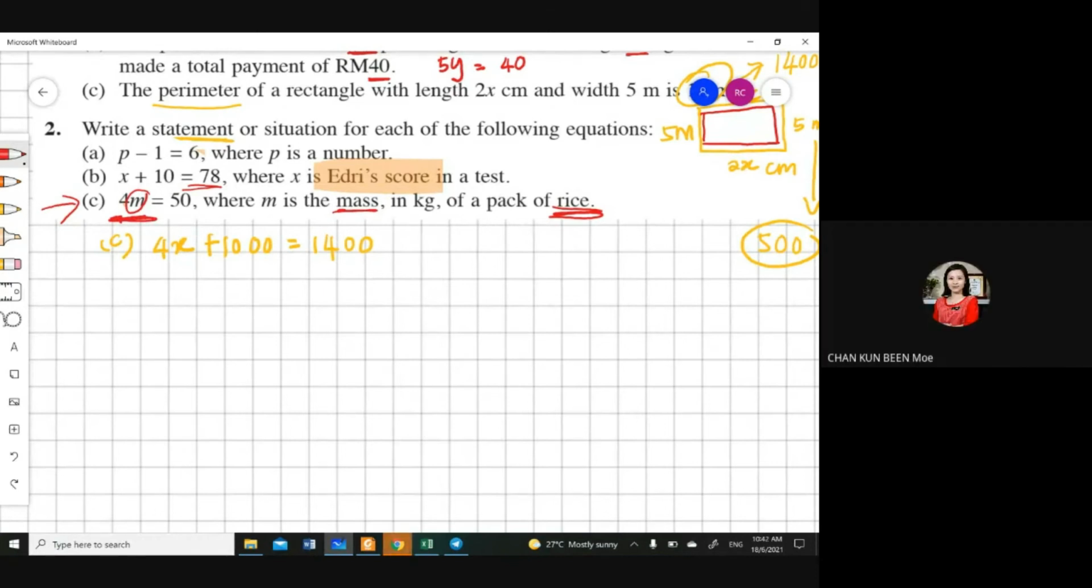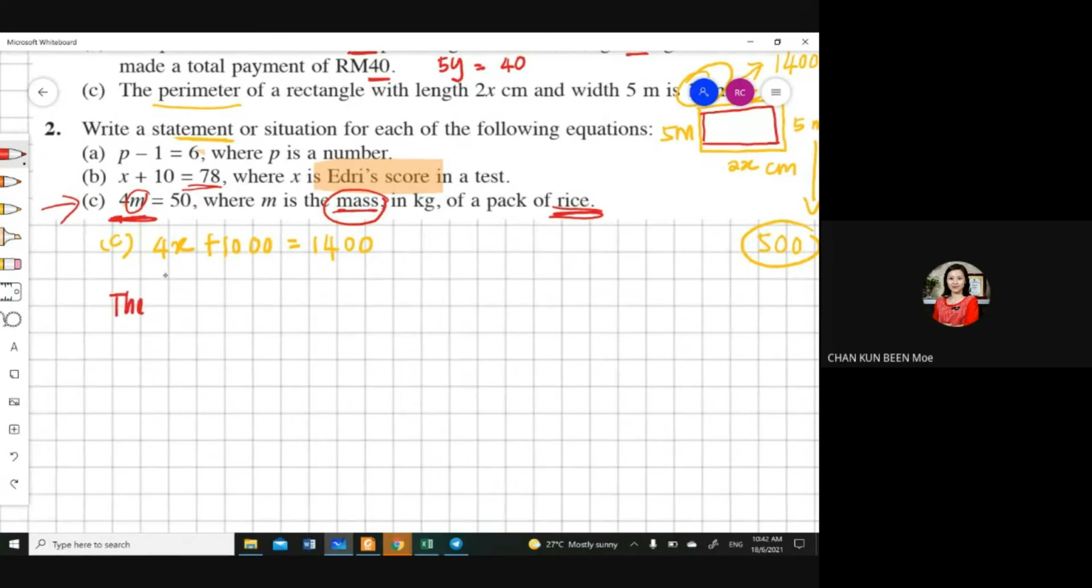Okay, I give you solution one of it. You can say 4 packs of rice is 50 kilogram. Are you okay? Or you can say the total mass of 4 packs of rice is 50 kg. Because I told you the mass is in kilograms. So 50 over here means 50 kilogram. I repeat the answer. The total mass, I write down now so that your answer is clearer.